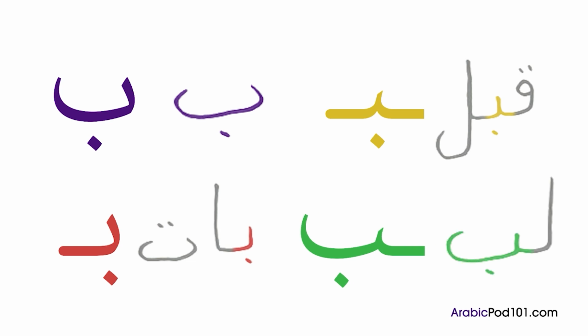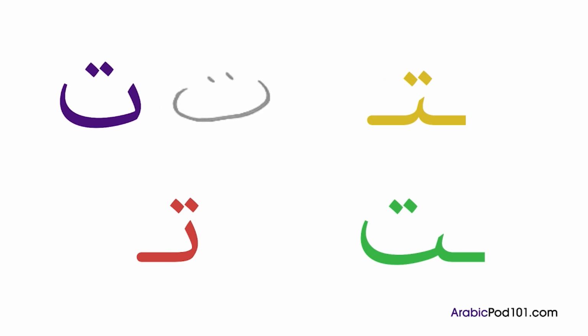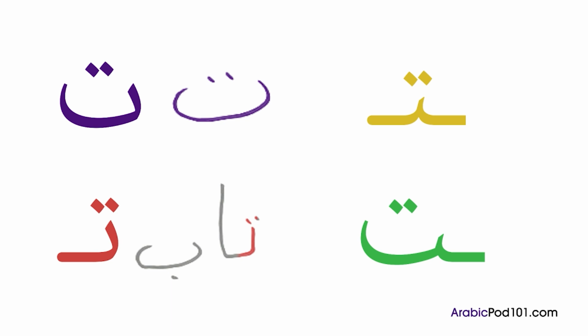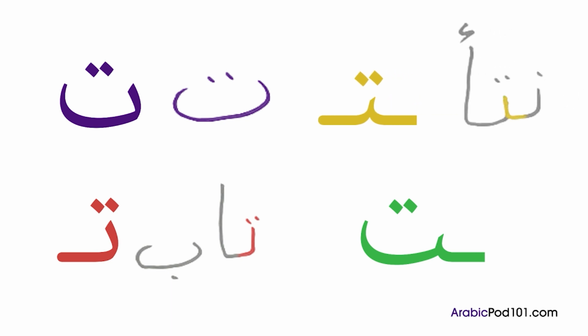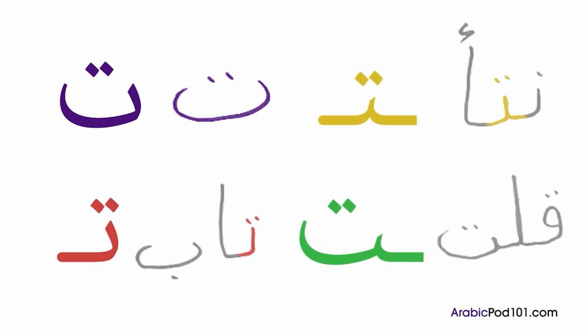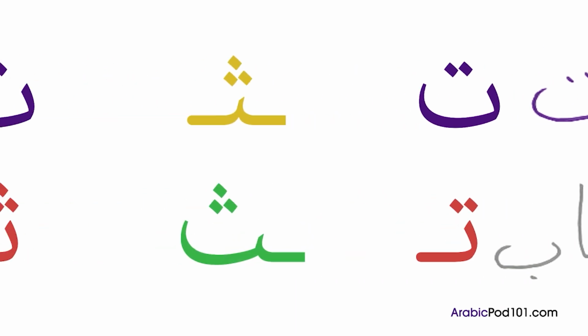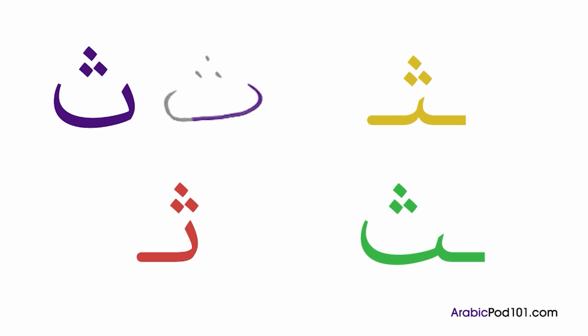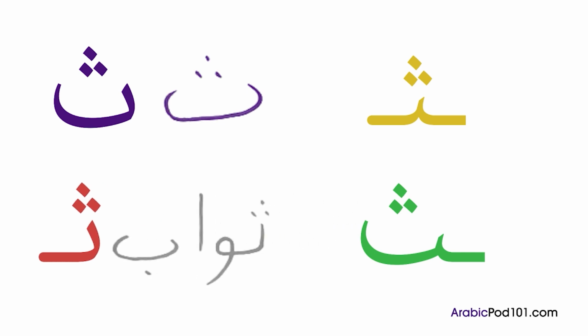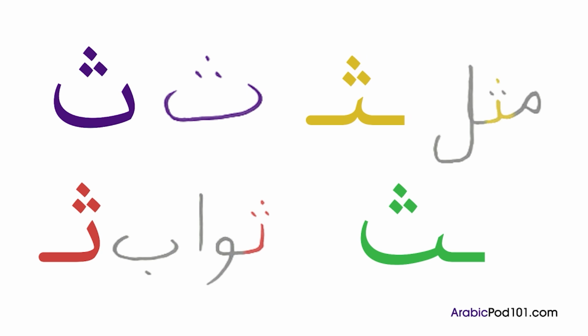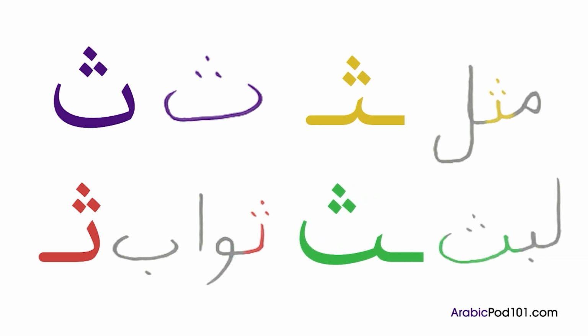Then there is ta: isolated, initial, medial, final. Finally, we have tha: isolated, initial, medial, final. That's it for lesson 2.